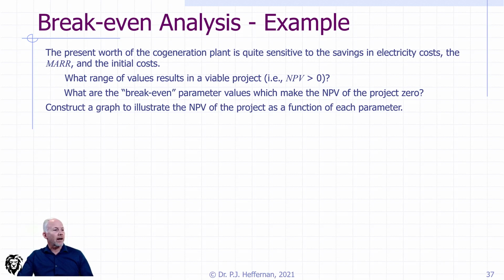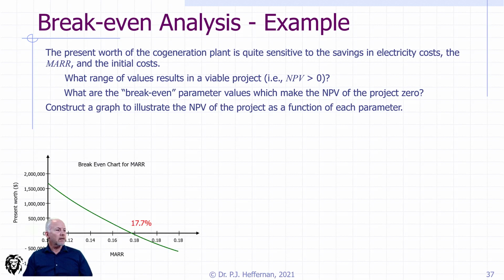So we're going to construct a graph to illustrate the net present value of the project as a function of each of the three parameters that we just described. So if we bring in the first one, which is the minimum annual rate of return, it's shown along the horizontal axis, and the present worth for varying values of that parameter shown on the vertical axis. And of course, what we know is that where it crosses the horizontal axis is the break-even point. It goes from being a viable project to an unviable project. And so in this case, the break-even point for the minimum annual rate of return is 17.7%.